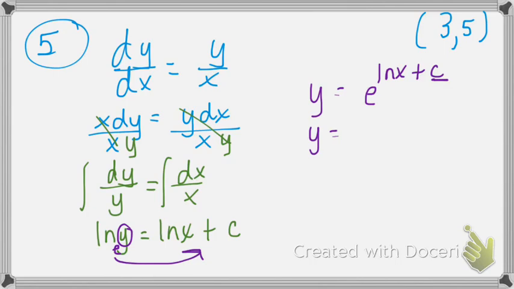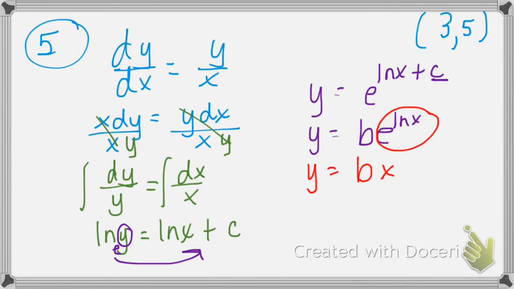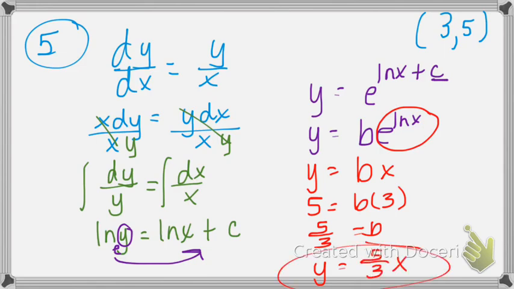We're going to do like we did on the last problem, and we've got e to the ln of x. e to the c is just going to be a number, so we're going to put a b in front. Another tricky thing, e to the natural log of x is understood to be x. That's just something that is a rule. e to the natural log of something is the something. So then we plug our 5 and our 3 in, and we get b equals 5/3. So our equation is y equals 5/3 x.